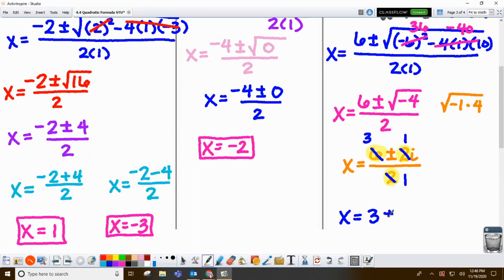So 3 plus and minus i would be your final answer for that one. Again, two separate answers, 3 plus i, 3 minus i. Two different answers on that one.